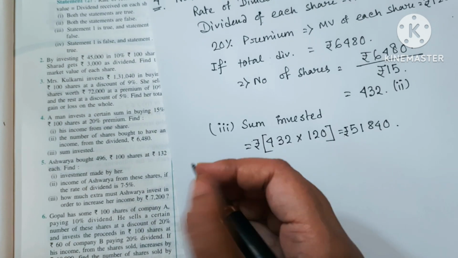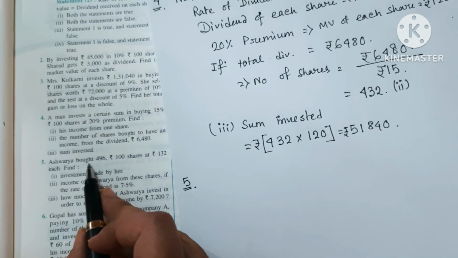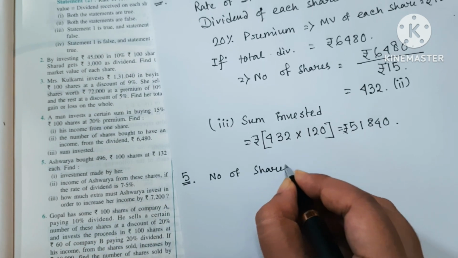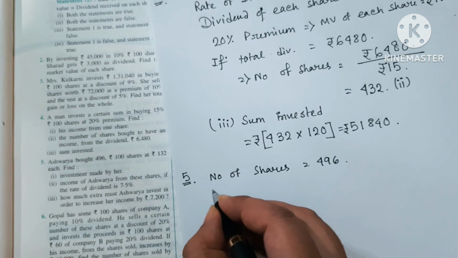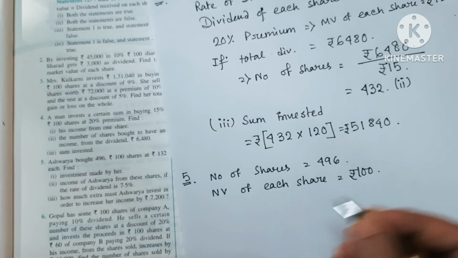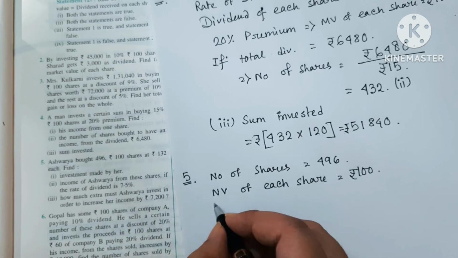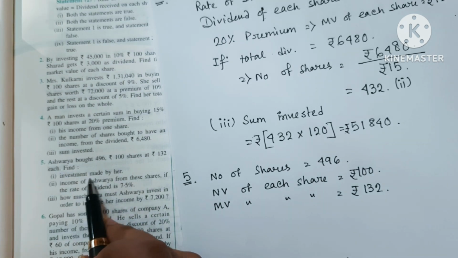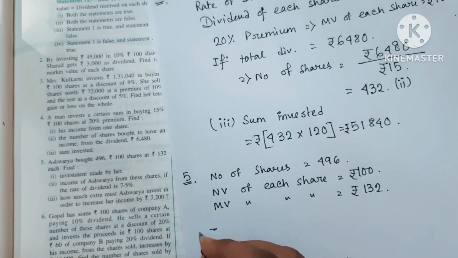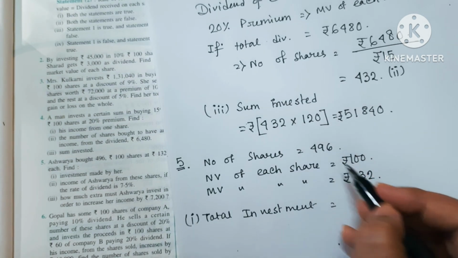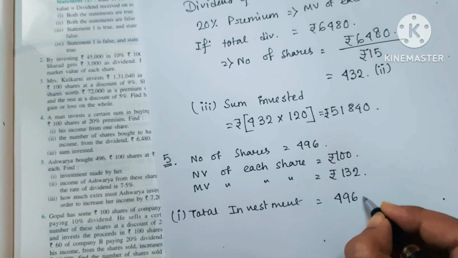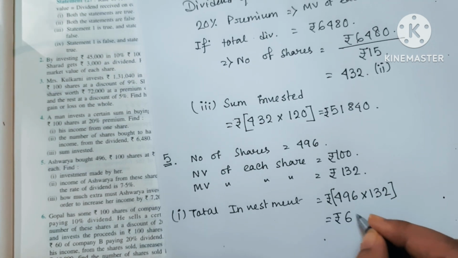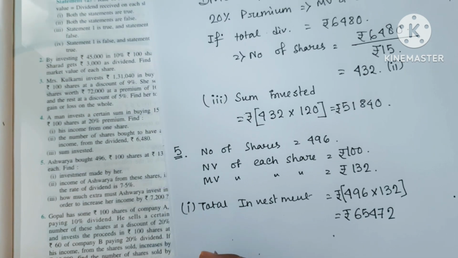Now next question, question number 5. Aishwarya bought this, this is the number of shares 496. Nominal value of each share rupees 100. At this one, that means market value of each share, that is rupees 132. Okay, find the investment made by her. So total investment, that is number of shares into market value. So 496 into 132, that is rupees 65472.